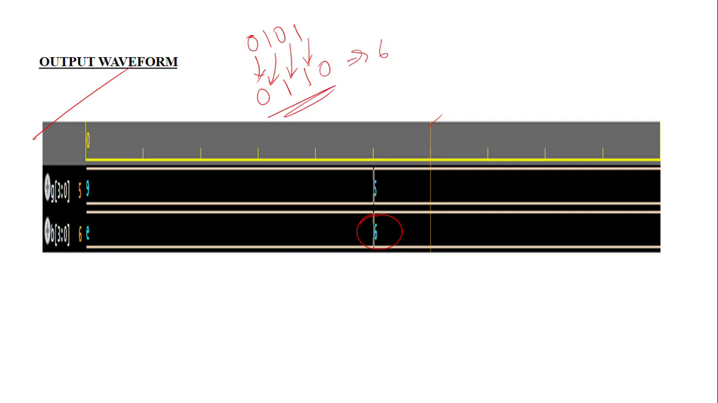Like that you can cross check. You can give different inputs and cross check whether your output is going to be correct or not. So it is the process of how you convert from gray code to binary code.